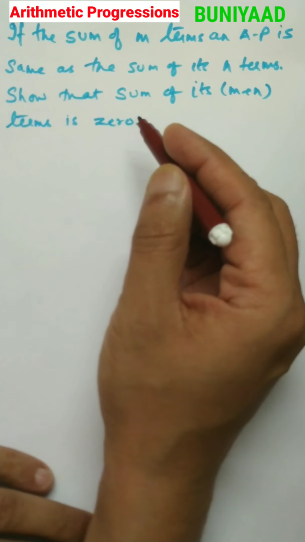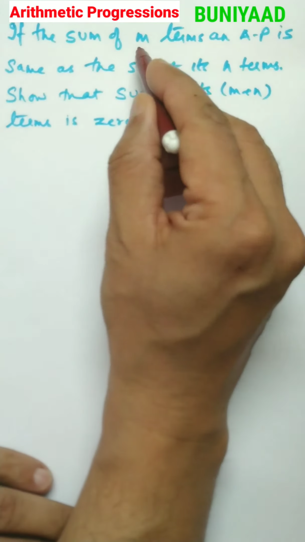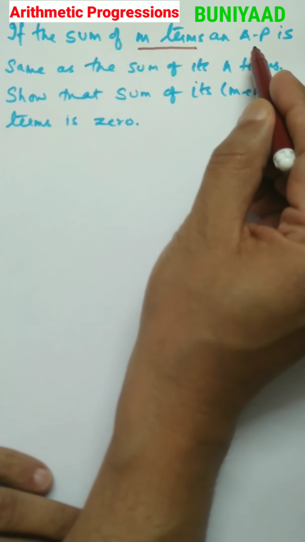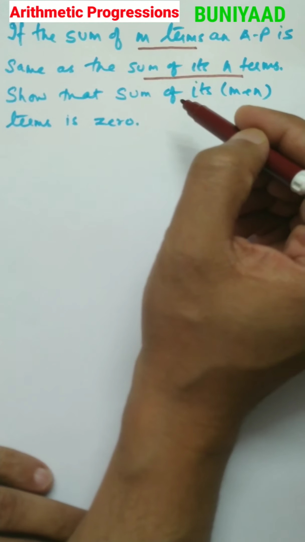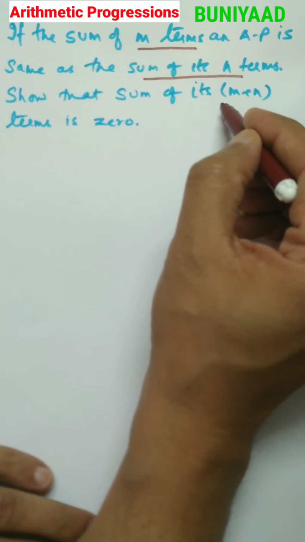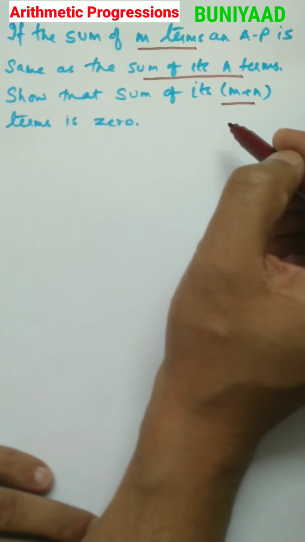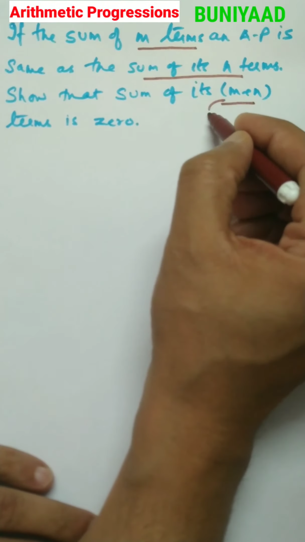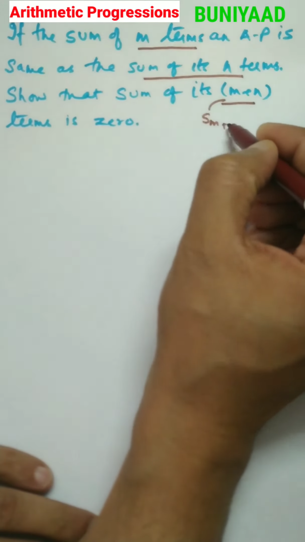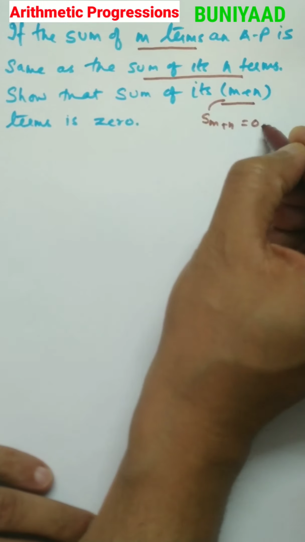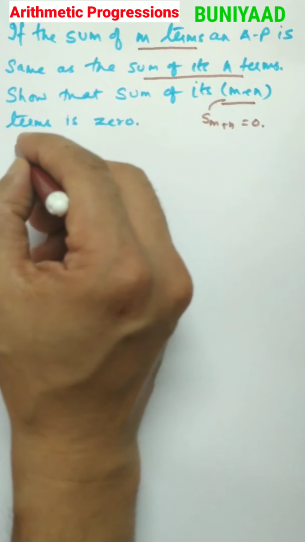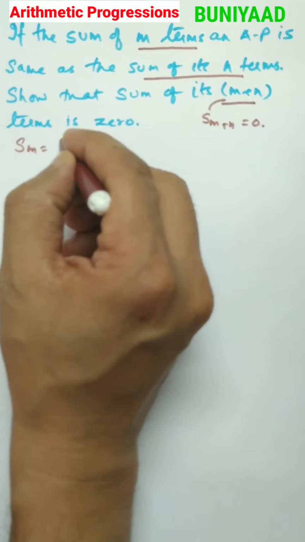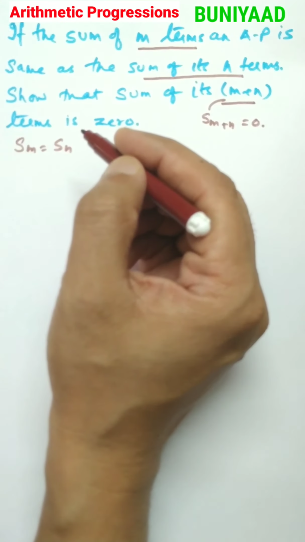This is another important question. Sum of m terms of an AP is same as the sum of its n terms. Show that the sum of its m plus n terms is 0. What it means? You have to prove that S(m plus n) equals to 0. Okay. So now what is given? Sm equals to Sn. This is given to you.